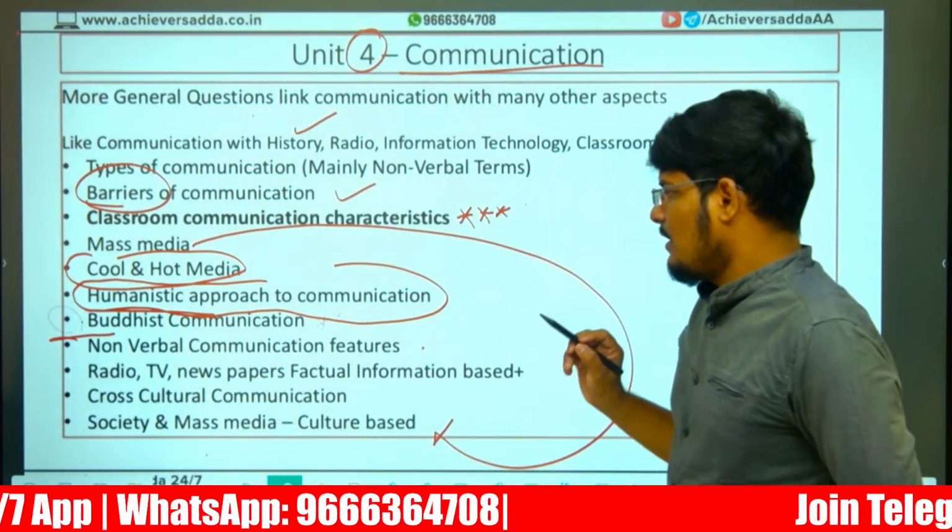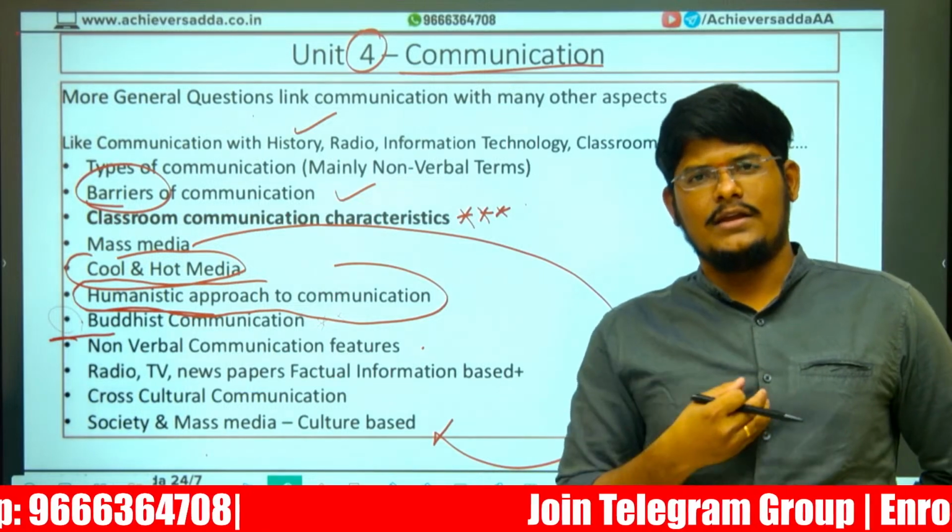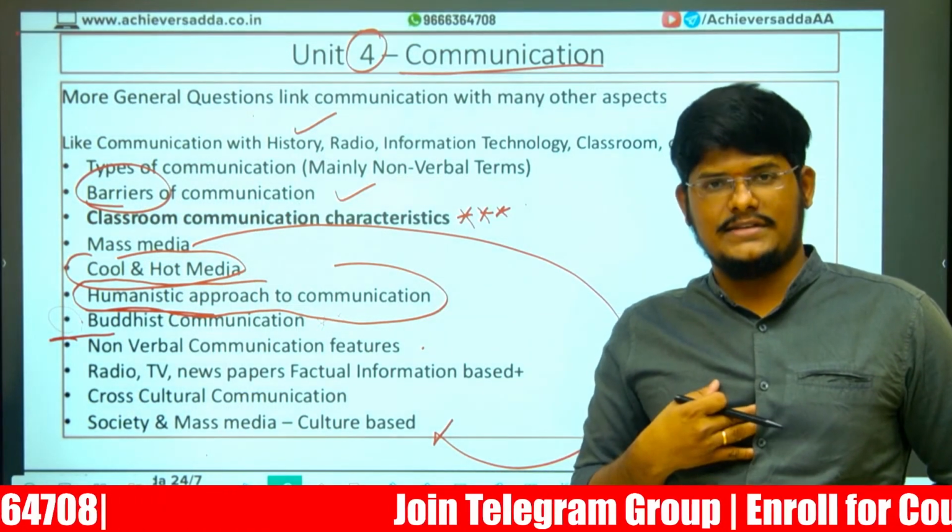Then radio, TV, newspaper. Newspaper, the first newspaper in India, recently, Hicky's Bengal Gazette.